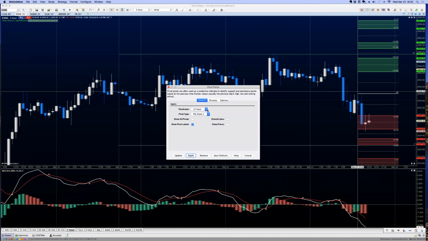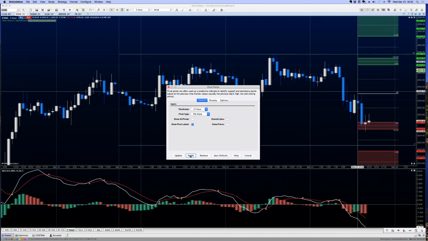There's also a Fib Zone 1, or a plain old Fib Zone, and that's this area. You'll notice it has a different type of expansion. The Fib Zone areas sometimes are smaller, so if I put a 10-hour Fib Zone, it'll be more compact.